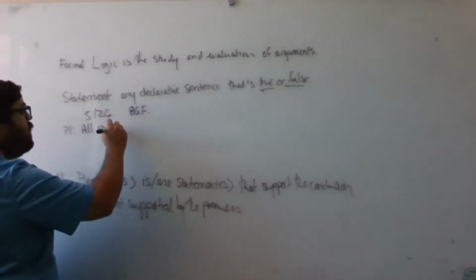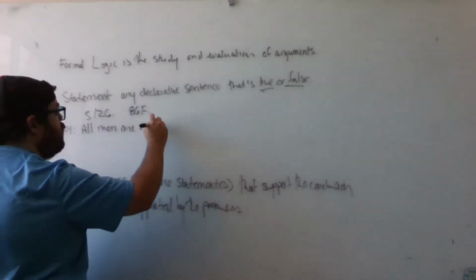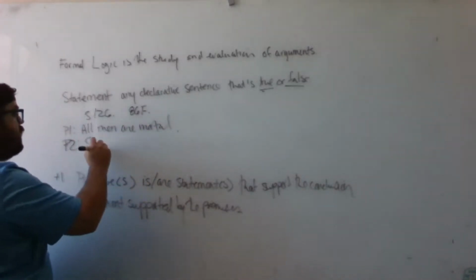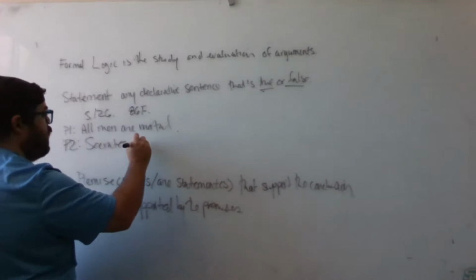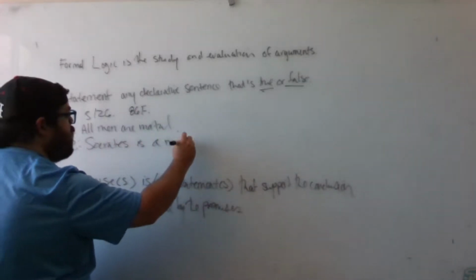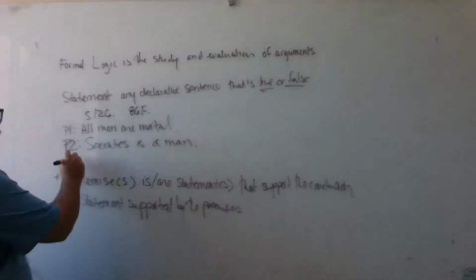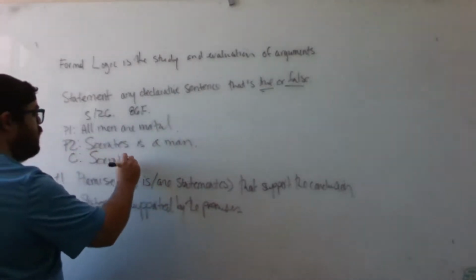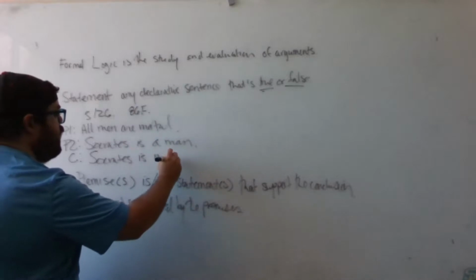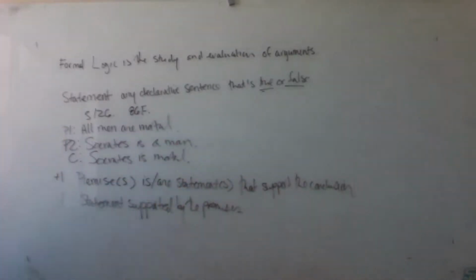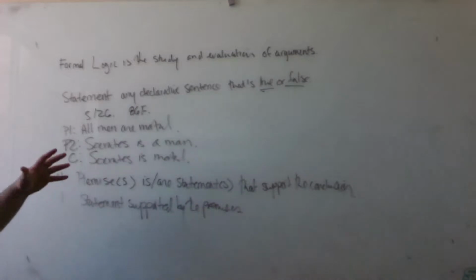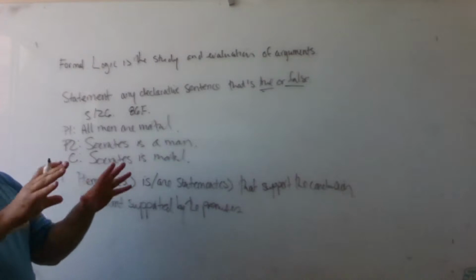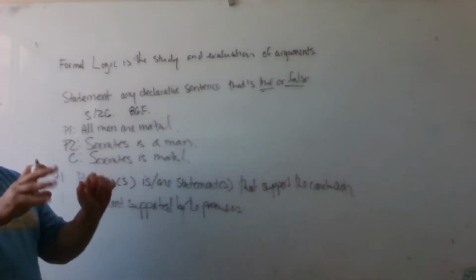All men are mortal. Premise 2. Socrates is a man, right? Conclusion. Socrates is mortal. Now, this is a slightly different argument than the one I was using before. The one I was using before was actually inductive. This is an example of a deductive argument. And don't worry, we don't need to know those terms quite just yet.